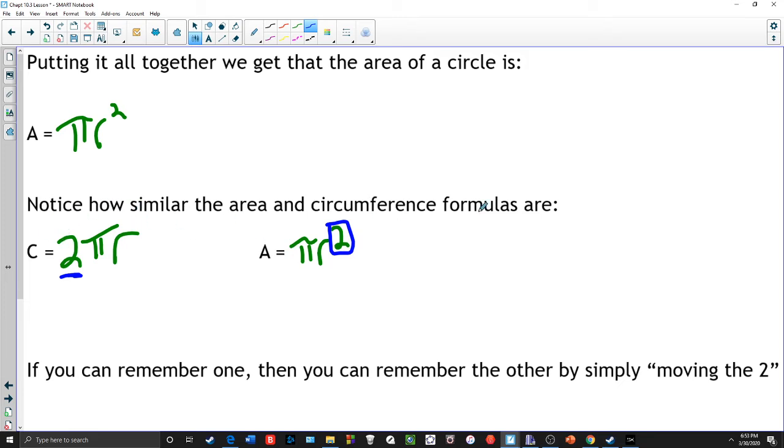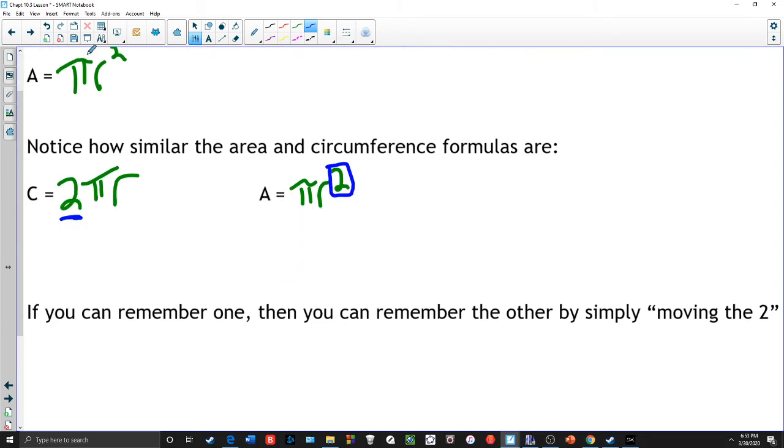The way I remember it is that area deals in square units, right? So square feet, square inches, square centimeters. So it should have a square in the formula. That's why we get the r squared, because it's square units. But again, very small, very simple formulas to use.